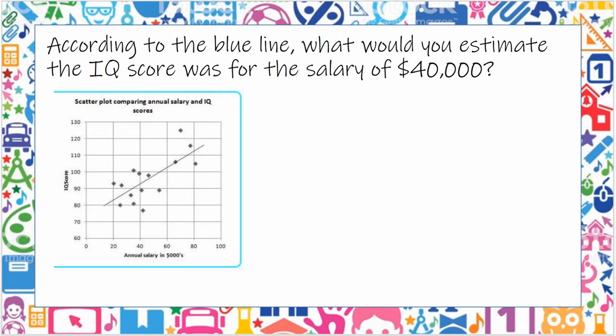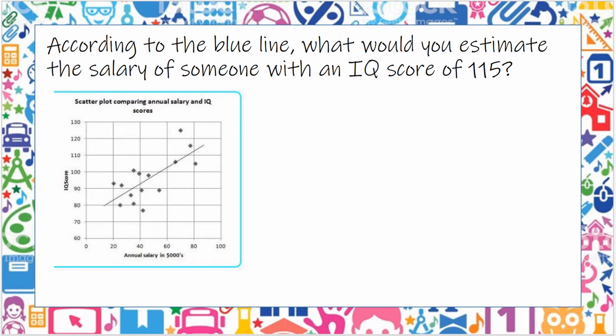According to the blue line, what would you estimate the IQ score of someone with a salary of 40,000? So I'm going to go down from 40,000 and go over and find out where that line hits. So it's about there. That would be an IQ score of a 93. So according to that blue line, the IQ score for a person making about $40,000 would be 93.